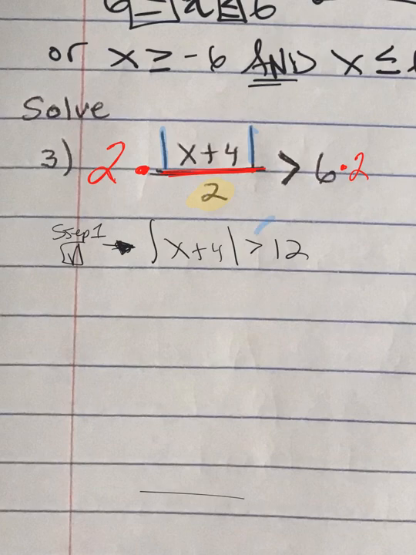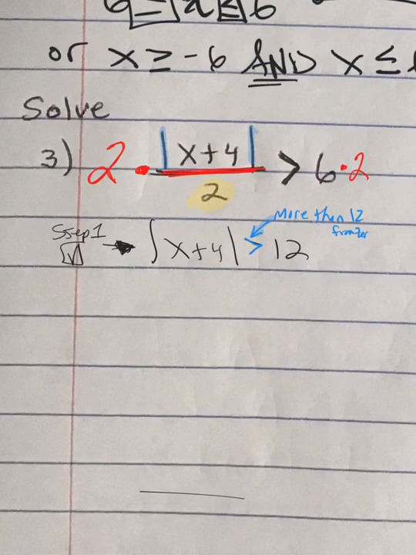So if we're saying you must be more, right? This is a greater than symbol, which says you must be more than 12 units from 0. Where would you have to be standing? Would you be standing in between 12 and negative 12? Or would you be standing on the outside of 12 and negative 12, if you have to be more than 12 units from 0?